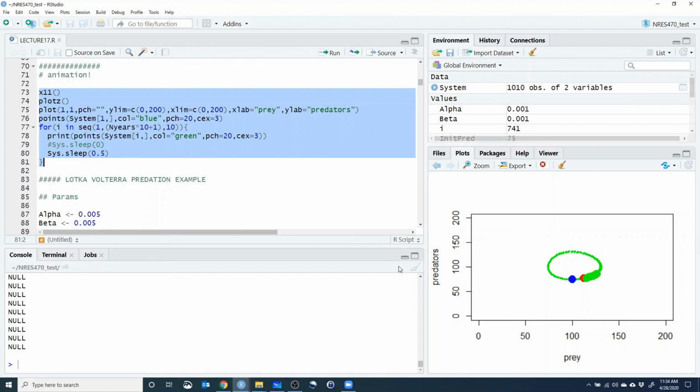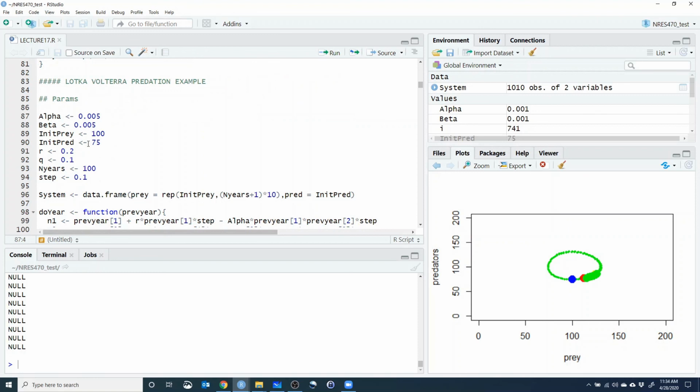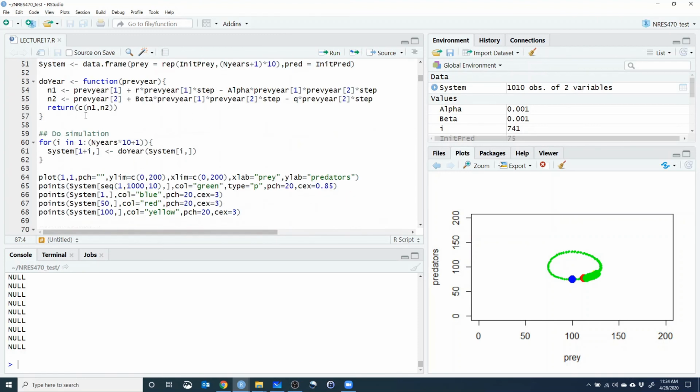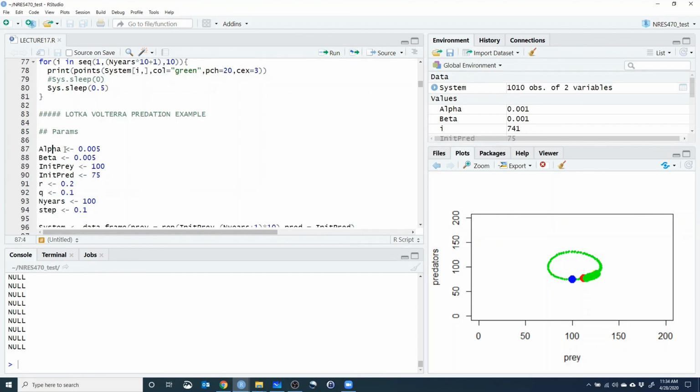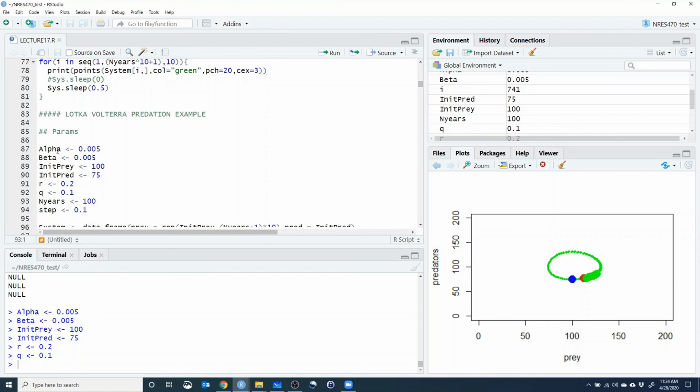And let's try a different set of parameters. Previously we had alpha and beta as 0.001. Let's move those to 0.005 in here. We'll leave these at the same. We'll make the growth rate of the prey population a little bit higher than the death rate of the predator population. Again, these are arbitrary. Now, if you are playing around with R, I totally encourage you to try some different parameter values and see what happens. But these are the parameter values that we're going to use right now.